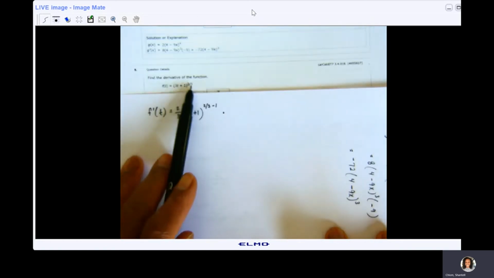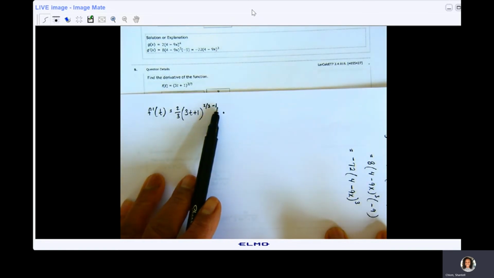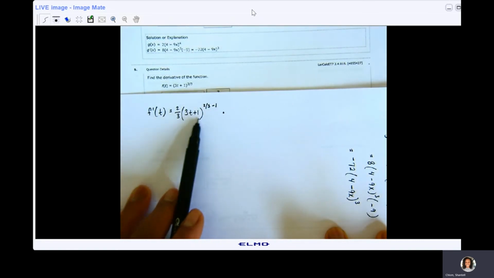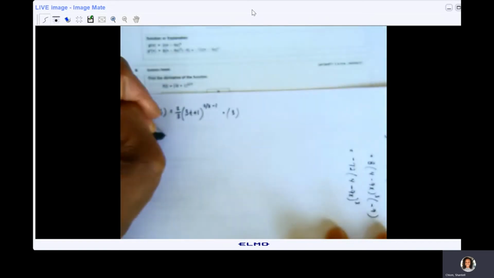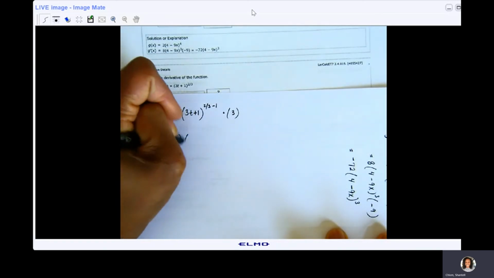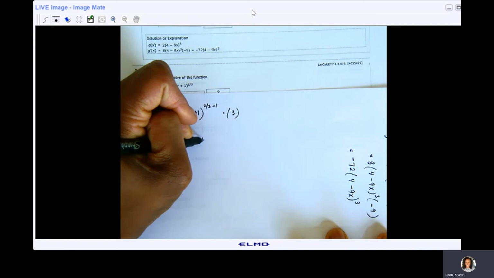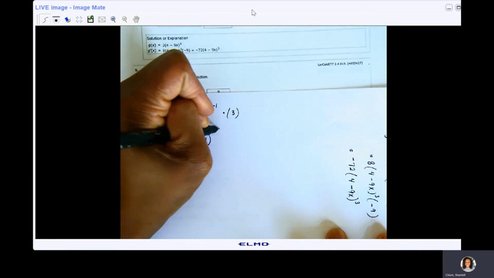So we took the outer derivative, we brought 2/3 down, and lowered the 2/3 exponent by 1. Then we say times the derivative of the inside, which would be times 3. So 2/3, what I'm going to do is bring that 3 to the front, and then I've got 3t plus 1. 2/3 minus 1 would be a negative 1/3.